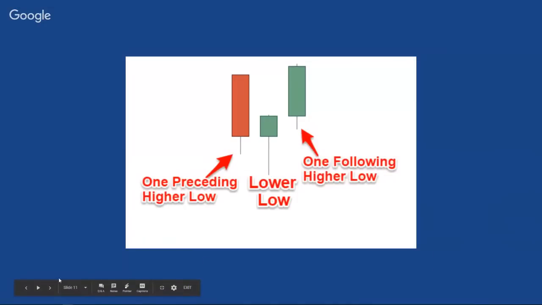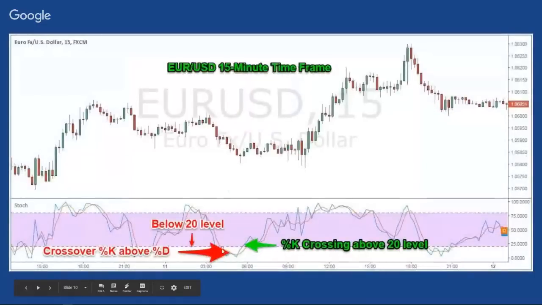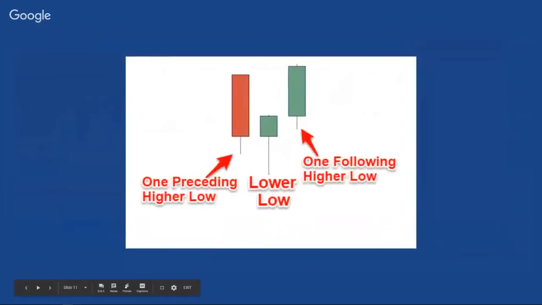Okay, once you have identified the percent K dropping below the 20, crossing above the percent D, and then crossing above the 20, at that point, you will look for the swing low pattern. Okay, swing low pattern consists of 3 candles, one candle. The next candle has to have a lower low and a lower high. And the truth is, it probably doesn't even have to have a lower high. Just primarily, it has to have a lower low and then a higher low on the third candle. So basically, makes a point. This is just a typical reversal pattern right here. Okay.